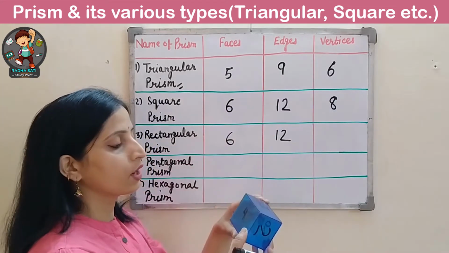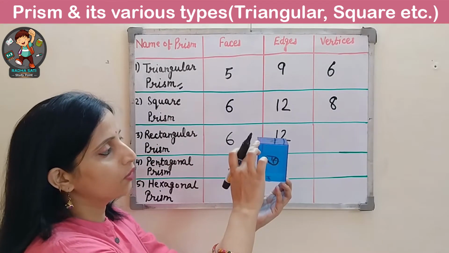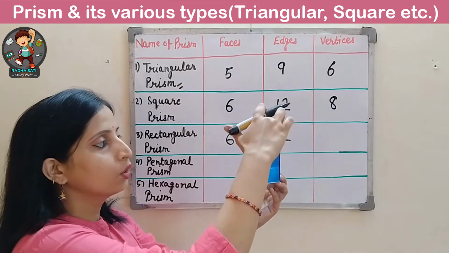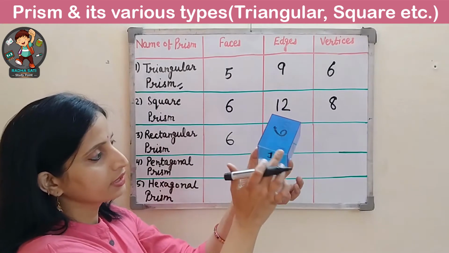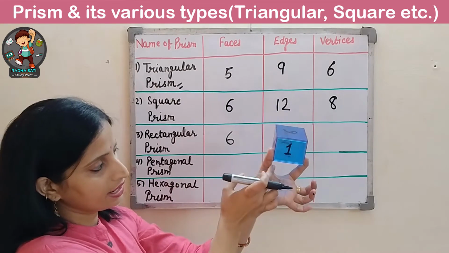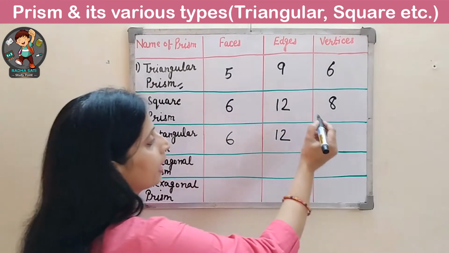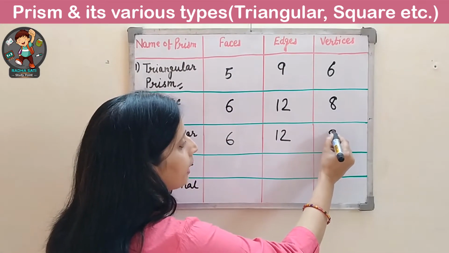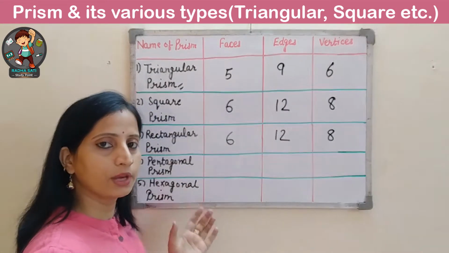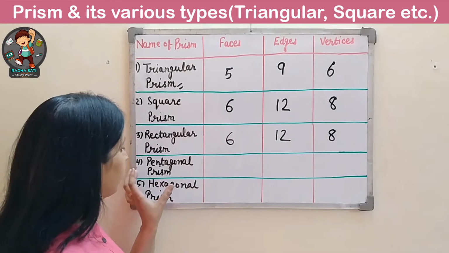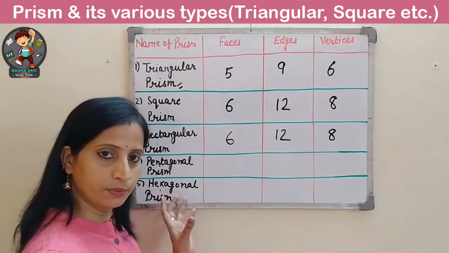Now count the number of vertices. So 1, 2, 3, 4, 5, 6, 7 and 8. So there are 8 vertices in a rectangular prism. So these two are an example of a cuboid. Now next is the pentagonal prism.